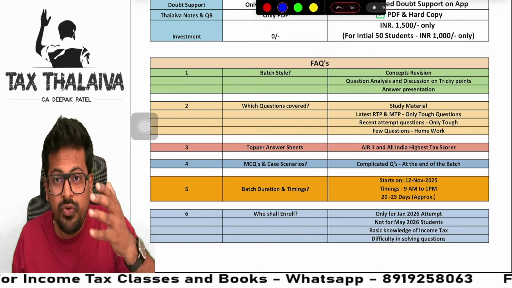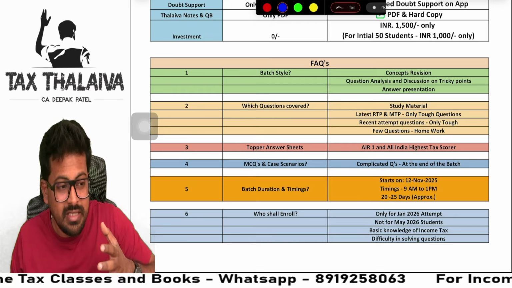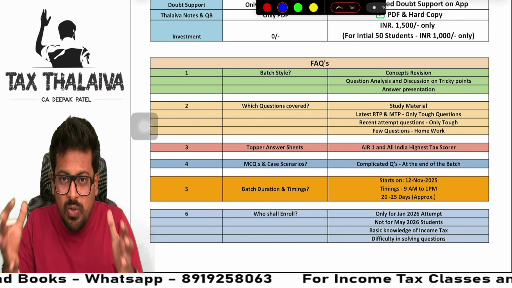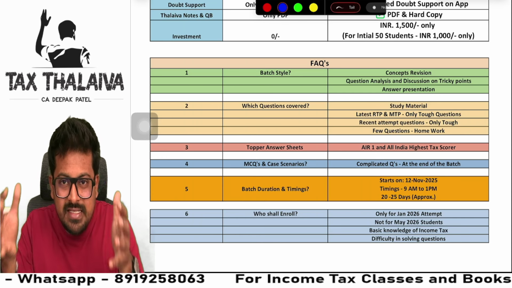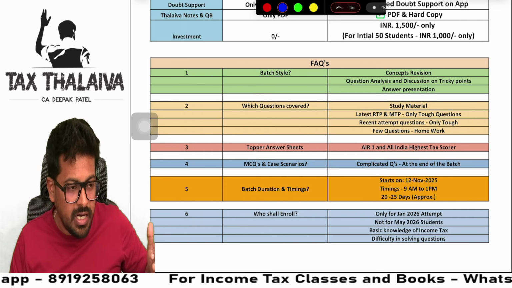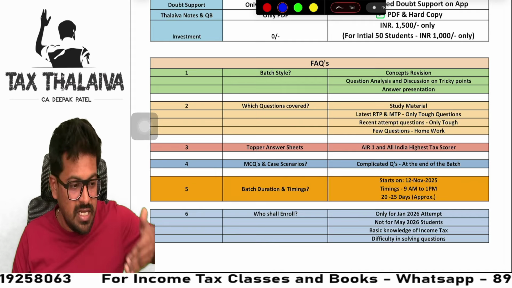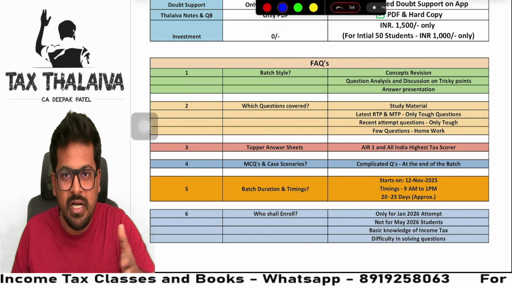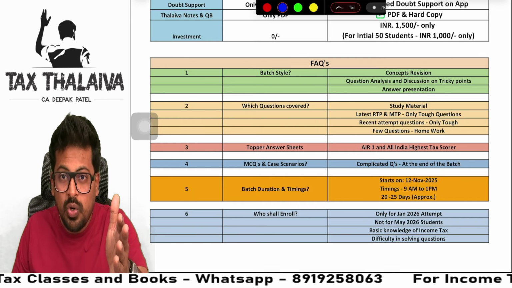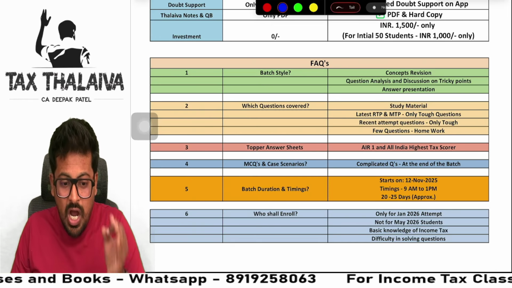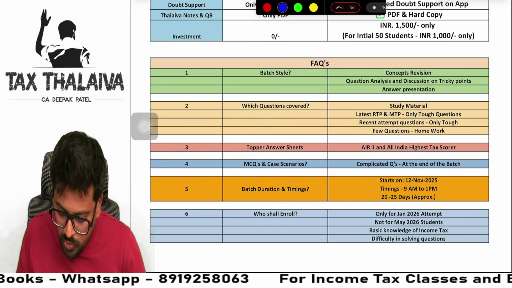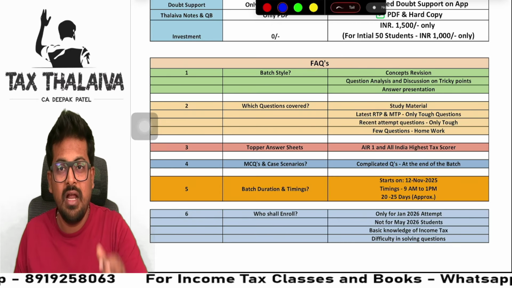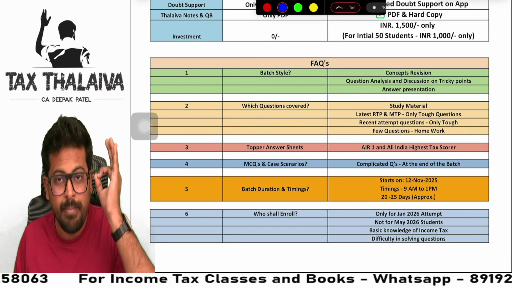Mind you, if you actually train yourself on the recent games which ICAI has played through question papers, because see, what is the game? The game is the examination itself. If you have already played the recent games like the September 25 paper, May 25 paper, and if you prepare on the Jan 26 paper, it will be like a cakewalk for you, because you know the intention of ICAI, how ICAI frames the question, everything. So latest recent attempt questions also we will pick, only the tough questions, and we will solve them in the batch itself.